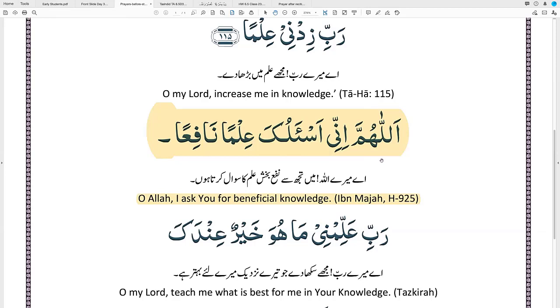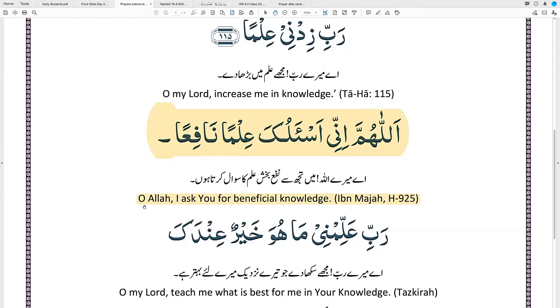Allahumma, inni, as'aluka. Okay, it's a hamza, it's a thin sound, okay? As'aluka, ilman, nafi'a.